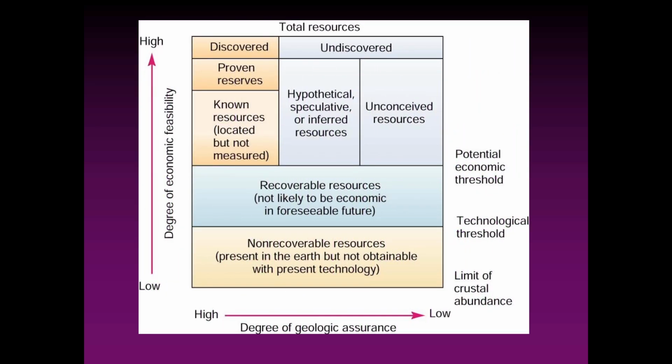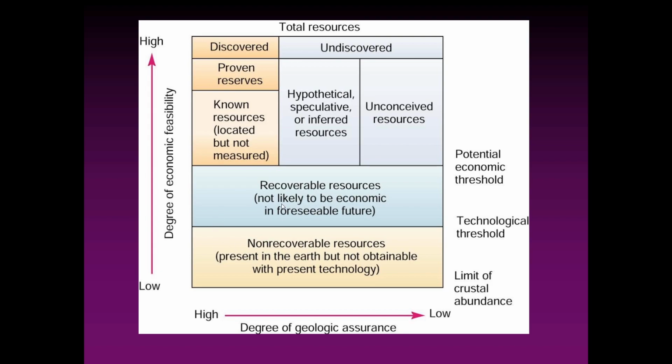So here's kind of the flow chart of how you look at that. On the y-axis, you have degree of economical feasibility from low to high, and then on the x-axis, you have an inverse, so it's high on the left and low on the right, with degree of geological assurance. So these non-recoverable resources, present in the earth but not obtainable, are not economically feasible. We might be able to get to them, but it would take so much time, effort, money, all of that, that it's just not worth it.